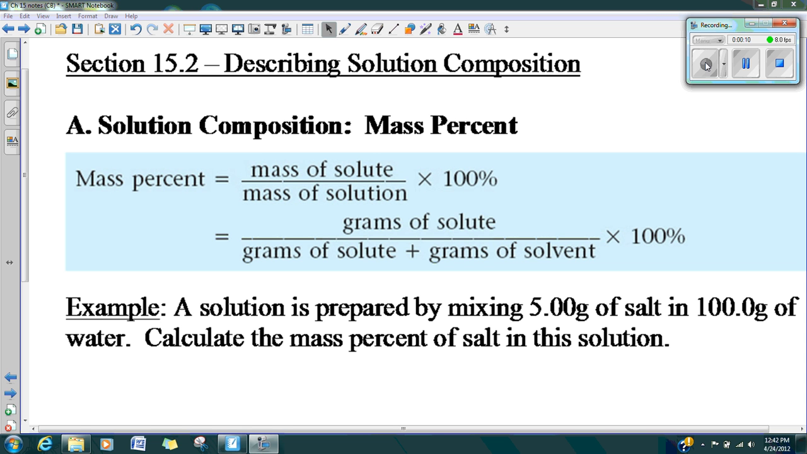And the math buffs in the room, you guys are going to be excited because we're going back to calculating some molar mass and doing a little bit of math and taking a look at molarity and doing some conversions. So 15.2, we're describing the solution composition.